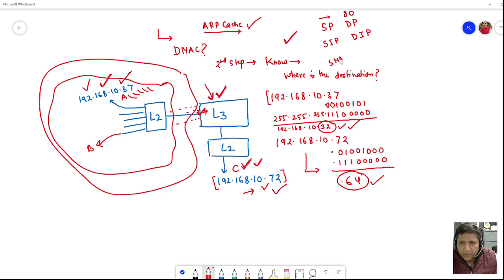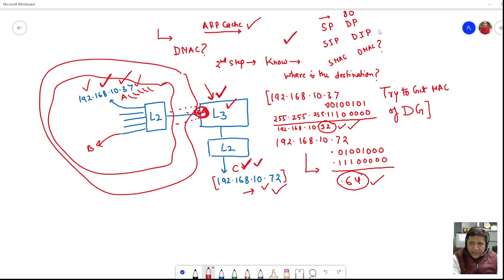Source MAC would be of machine A. Destination MAC we don't know. We cannot know also because the destination is in another subnet. So what's the way out? Please be with me, try to get the MAC address of the default gateway. And your machine has a default gateway also. And what is the default gateway? The first usable IP address, this interface IP address of the L3 device, is the default gateway.